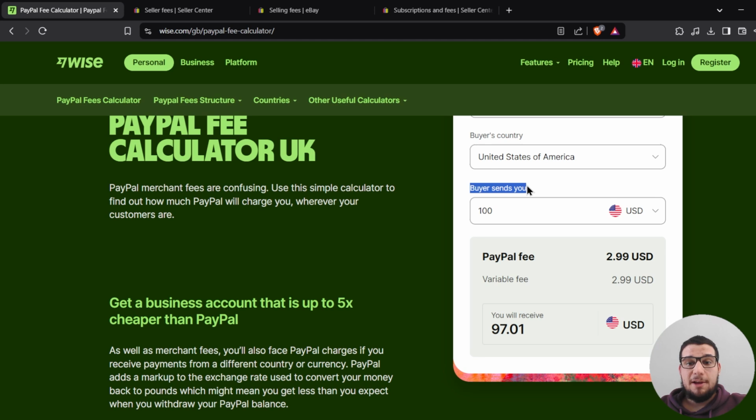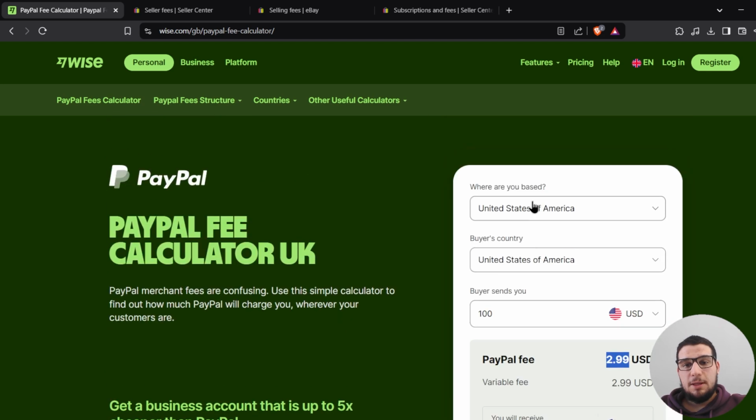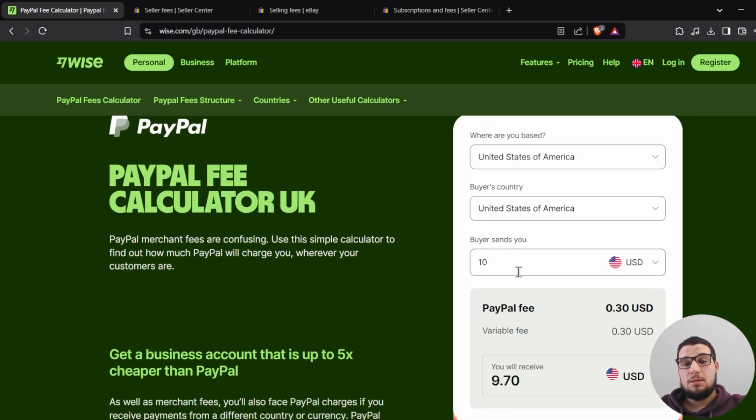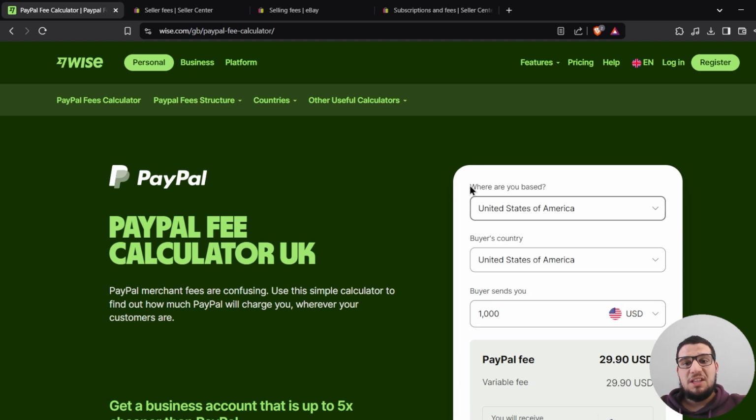So basically the buyer sends you 100 US dollars and the PayPal fee is 2.99. If the buyer sends you, for example, $10, the PayPal fee is 3 cents and so on. If you do $1,000, it's $30. This is just the PayPal fee. We'll talk also about eBay fee. There's something called insertion fees and selling fees. I will talk about them shortly. So this could differ for you.